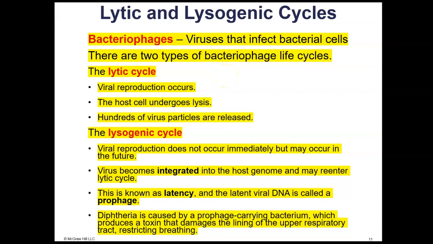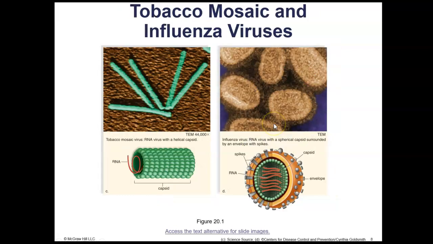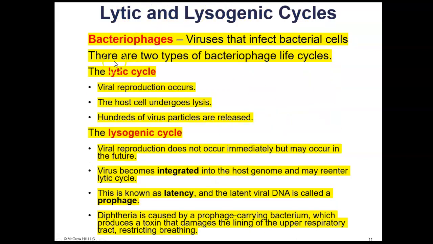Oh gosh, we saw one. Let me go back to it so you can see a picture. Remember the one that looked like a spaceship? This is a bacteriophage. It's a DNA virus, and they undergo two kinds of stages within their life cycle.